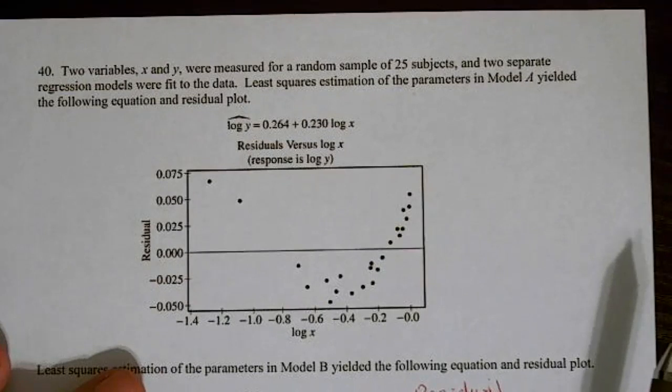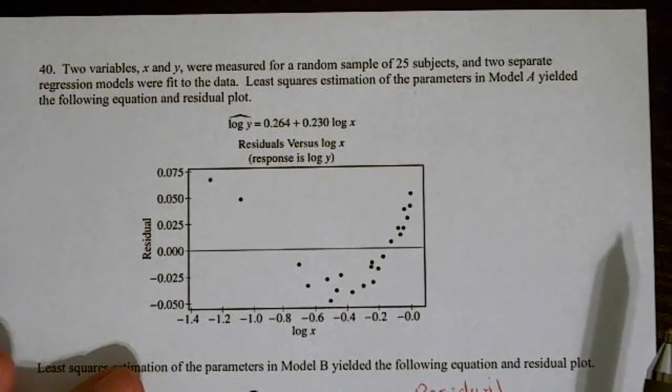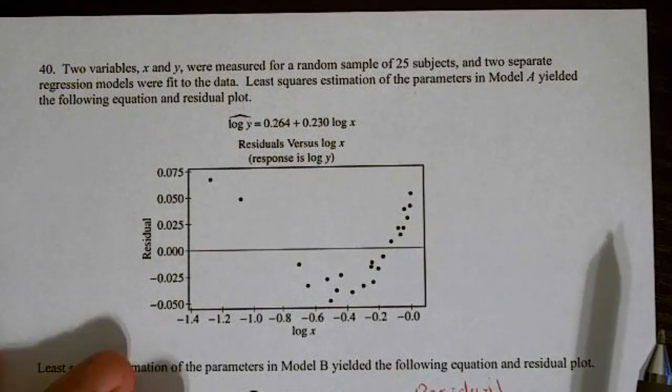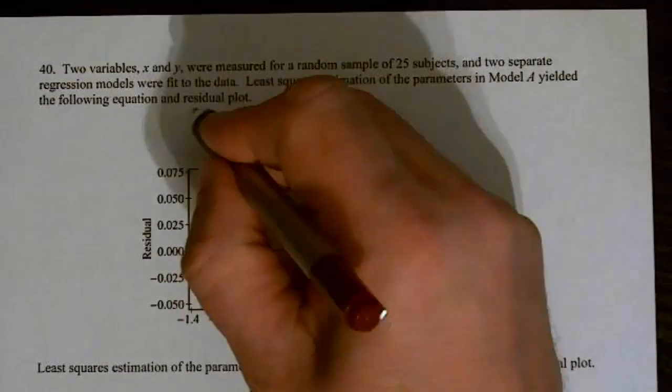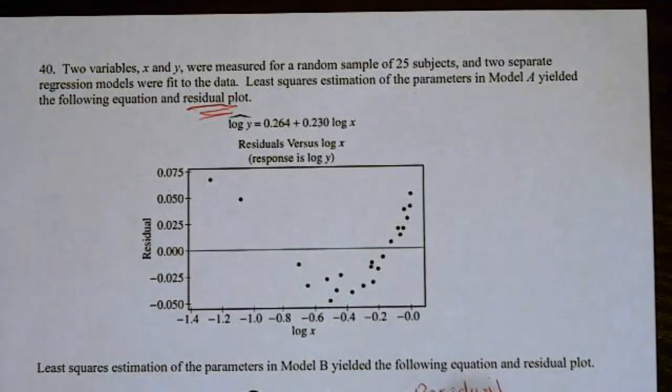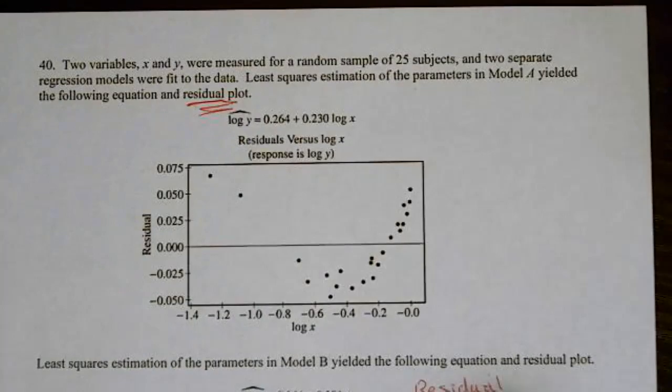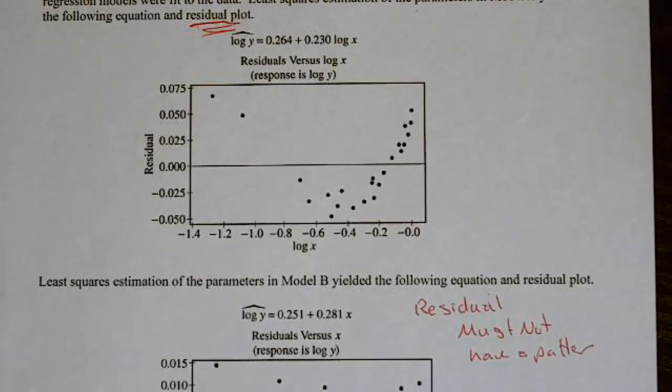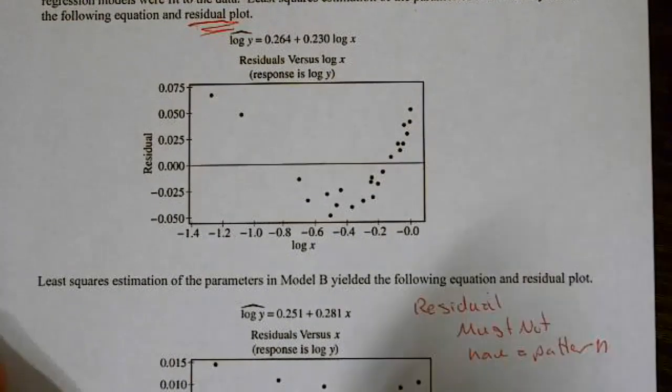Two variables, X and Y, were measured for a random sample of 25 subjects, and two separate regression models were fit to the data. The least squares estimate of the parameters in model A yielded the following residual plot. All right, here's what we need to know. Residual plots must not have a pattern. They must be random and without a pattern.